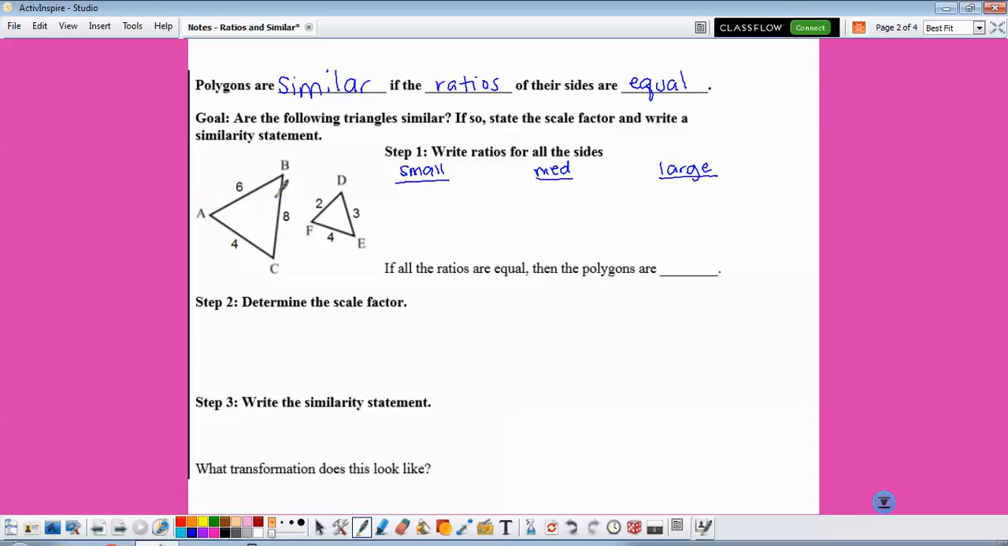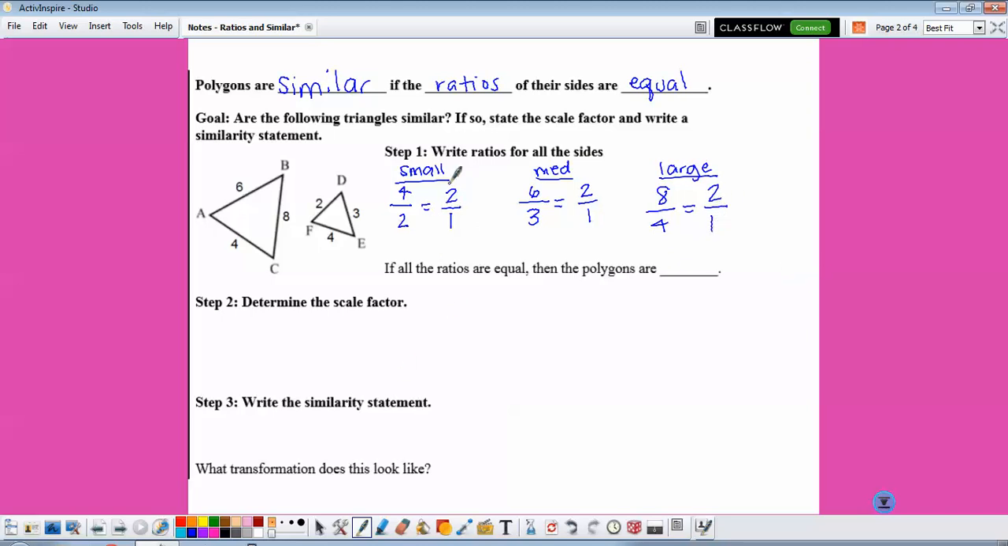The smallest side in ABC is the side AC, which is 4. In FDE, the smallest side is 2. 4 over 2 simplifies to 2 over 1. The medium sides would be AB, which is 6, and DE, which is 3. 3 over 6 simplifies to 2 over 1. The largest side in ABC is BC, which is 8, and FE, which is 4. Again, it simplifies to 2 over 1.